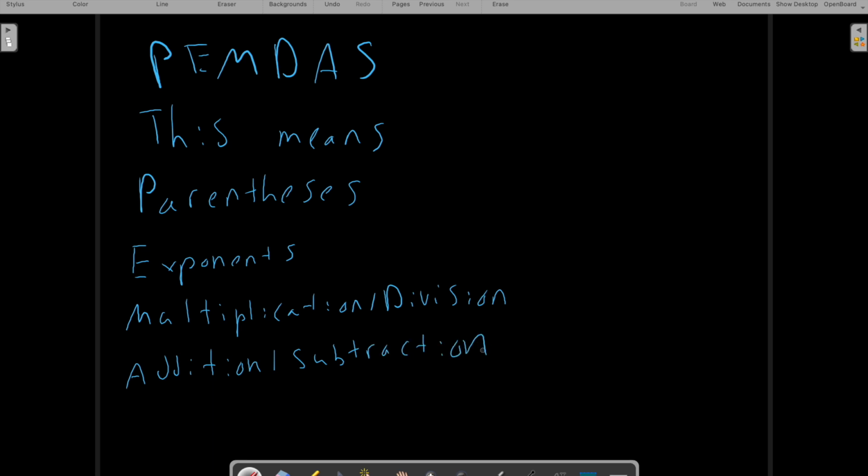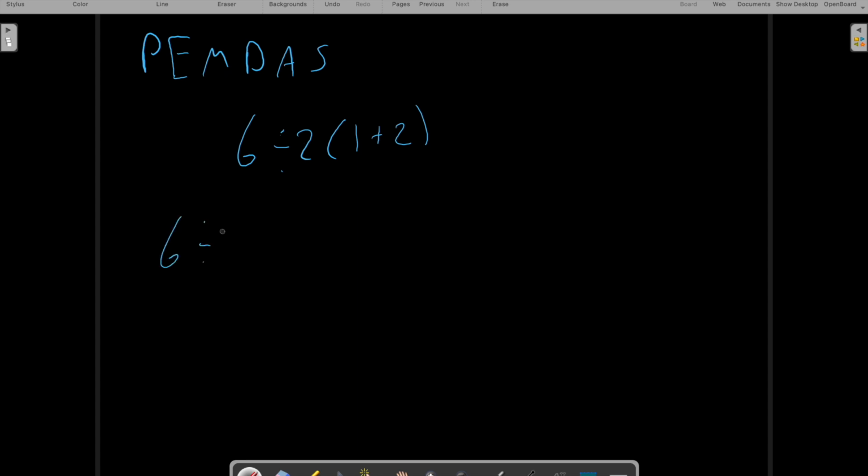Okay, so let's revisit the viral problem from earlier now that we kind of have that in mind, okay? So reminder, it's PEMDAS, and the viral problem was 6 divided by 2, and then in parentheses, 1 plus 2, okay? So following our order of operations says that parentheses need to be done first, so this would be 6 divided by 2 times 3. Okay.